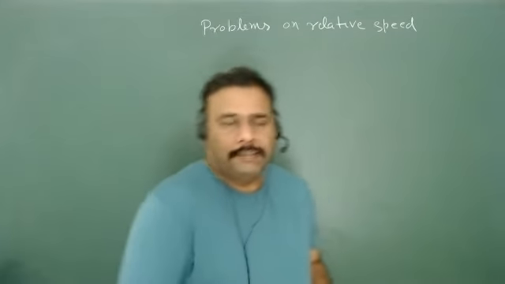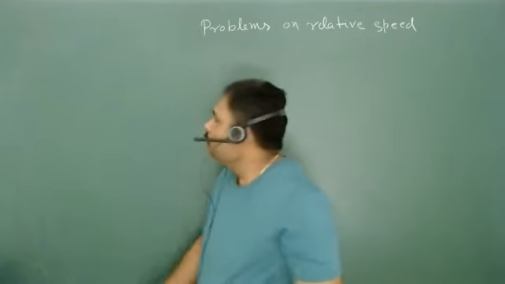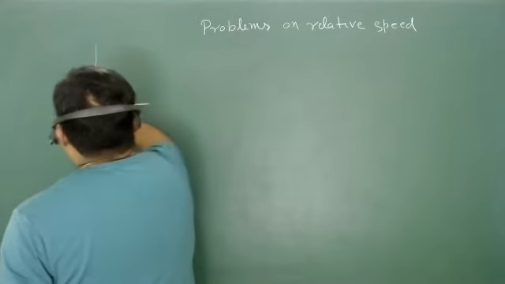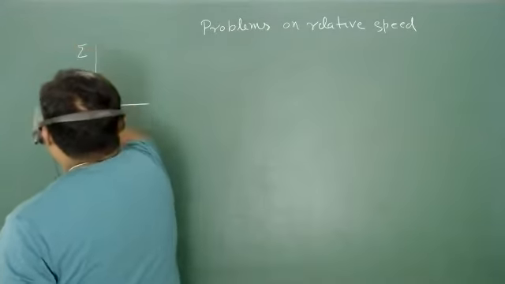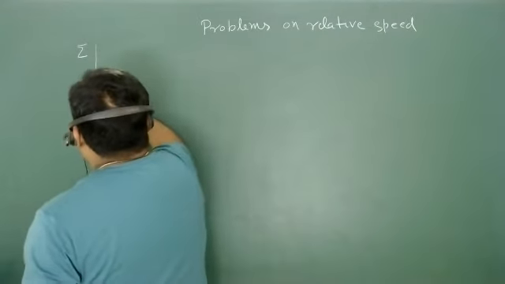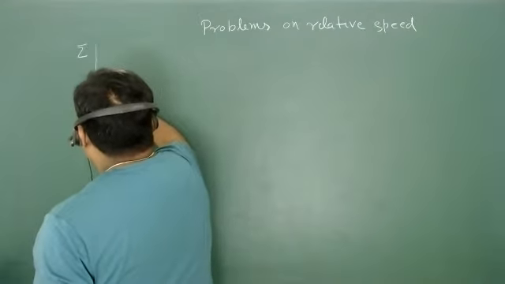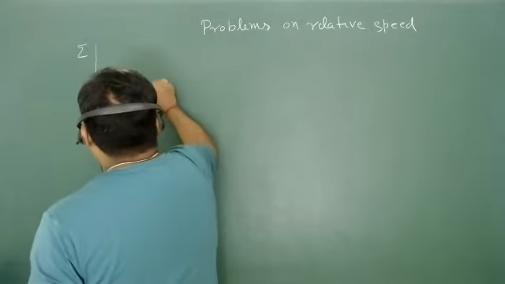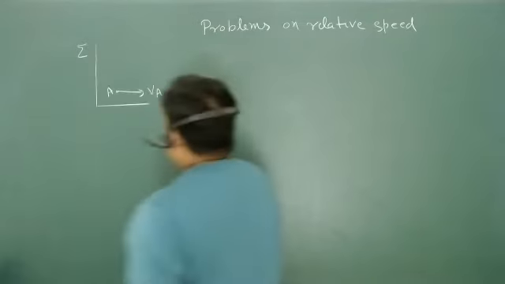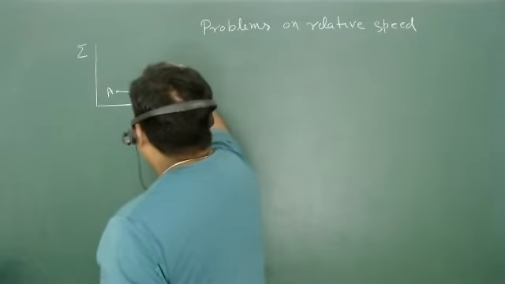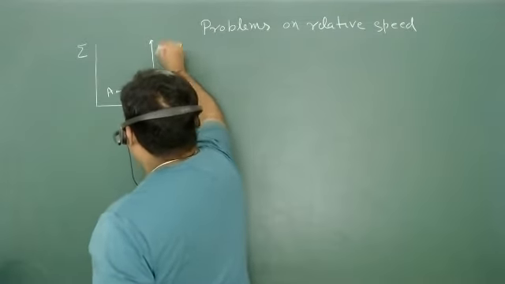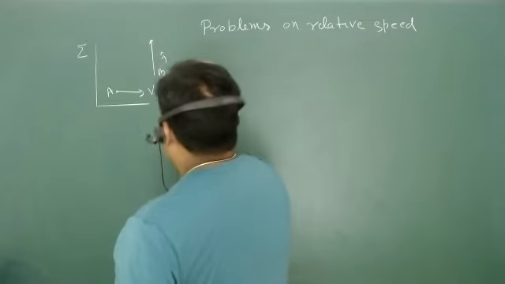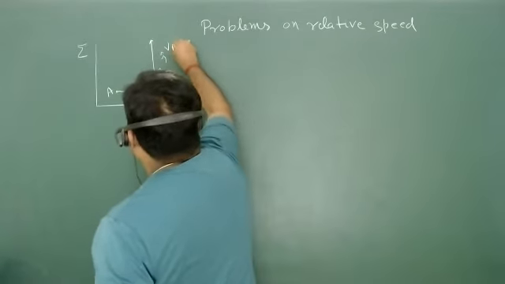So in the last class, I gave you this homework, and this is the same problem, but the calculation will be a little bit different. This is sigma, and this is some inertial frame, and there is a particle, let's say A, which is moving with speed VA in the i cap direction, and there is another particle B moving in the j cap direction with speed VB.